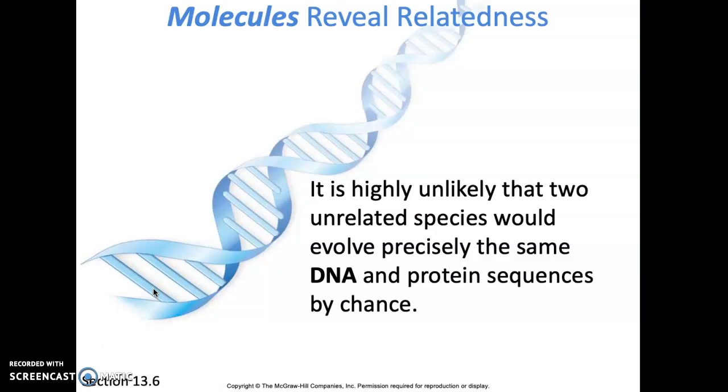So it makes sense that if we could look at the DNA of different organisms and see how similar or not they are in their genetics, the sequence of A, C, G, and T, it would give us one more clue. I'm saying in this slide that it's highly unlikely that two unrelated species would evolve precisely the same DNA and protein sequences entirely by chance. They have to be related if they have such a similar sequence of DNA. That makes sense.